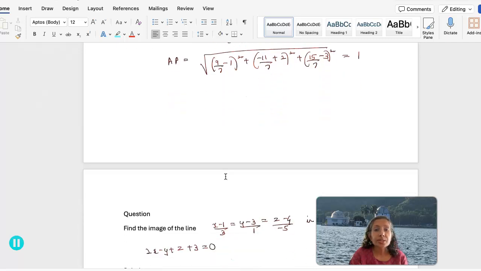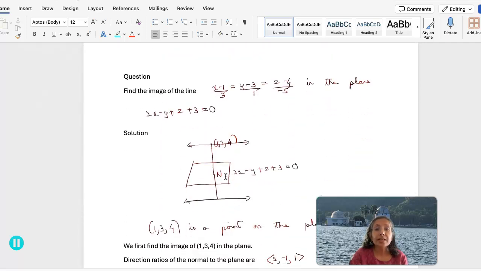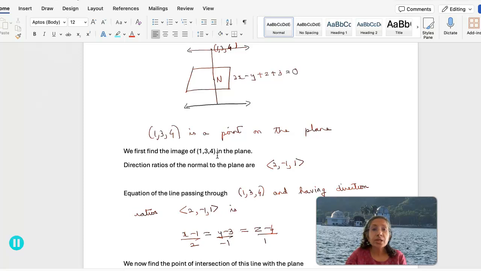I'll do one more question and stop. Find the image of a line in the plane. The line is (x - 1)/3 = (y - 3)/1 = (z - 4)/(-5), in the plane 2x - y + z + 3 = 0. So first we find the image of the point (1, 3, 4) in the plane. The direction ratios of the normal to this plane will be 2, -1, 1, and the equation of a line passing through (1, 3, 4) and having direction ratios 2, -1, 1.